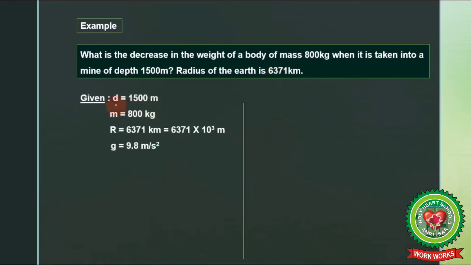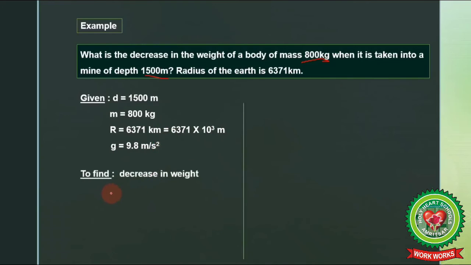First of all, we are given d is equal to 1500 meter. This is the depth. Secondly, we are given the mass, 800 kilogram. Then the radius, 6371 kilometer. We have to convert it into meters, and we'll get 6371 into 10 raised to power 3 meter. And the g value is 9.8 meter per second square.